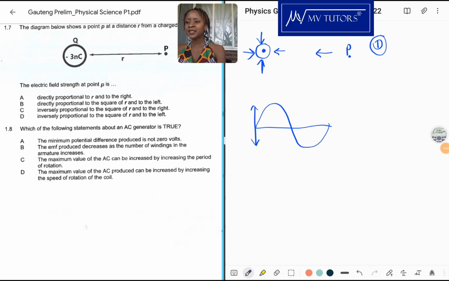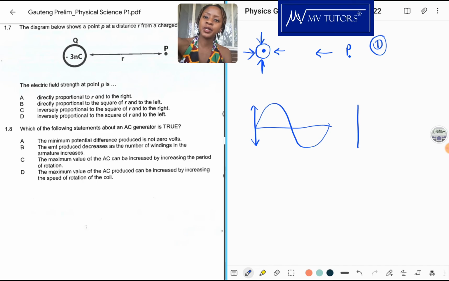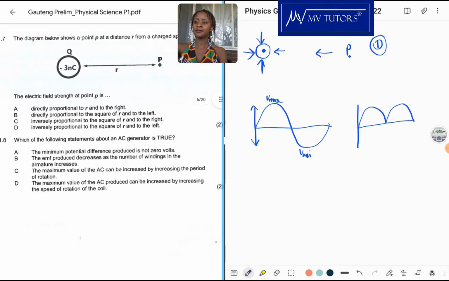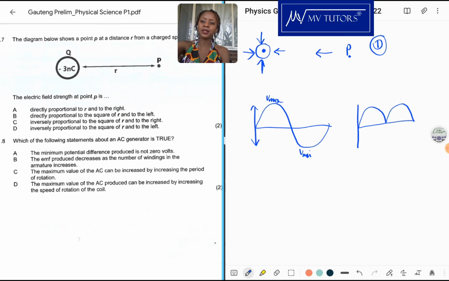All right. Which of the following statements about an AC generator is true? I've sketched for you alternating current. The difference between it and a DC current is this. This would be your Vmax, Vmin. Now it says the minimum potential difference produced is not 0 volts. I can believe that. I mean, Vmin will be some negative volts or something. But that statement is ish. Then B, the EMF produced decreases as the number of windings in the armature increase.